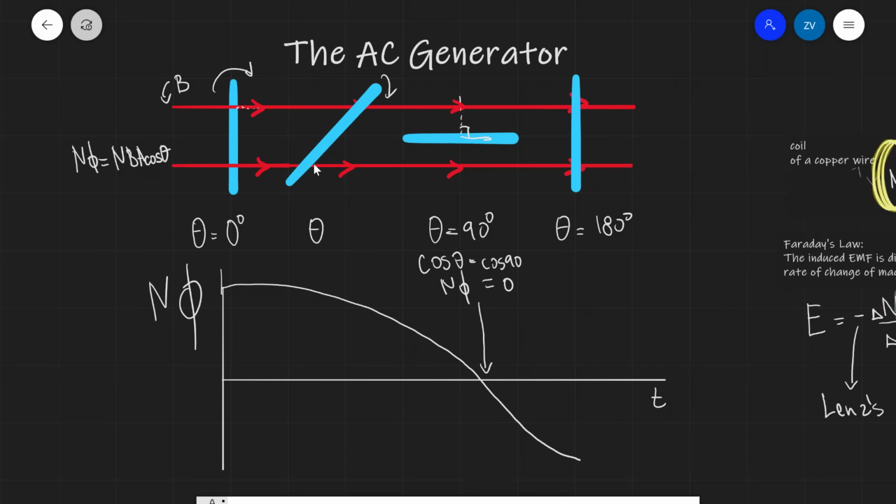Afterwards, theta will be equal to 180 degrees, and cosine of 180 is minus 1. So this will be this point over here, and the whole process will be repeating itself and will be producing current, which is constantly changing direction as our coil is moving. And to this day, this is the method behind producing electrical current.